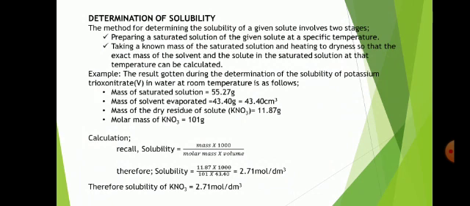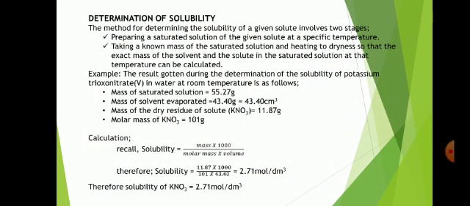Therefore, the mass of the solvent that is evaporated is 55.27 gram minus 11.87 gram, which gives us 43.40 gram of the solvent, that is of water, evaporated at room temperature. Now, if you recall relative density, that means that the 43.40 gram of water is the same thing as 43.40 cm cube of water.